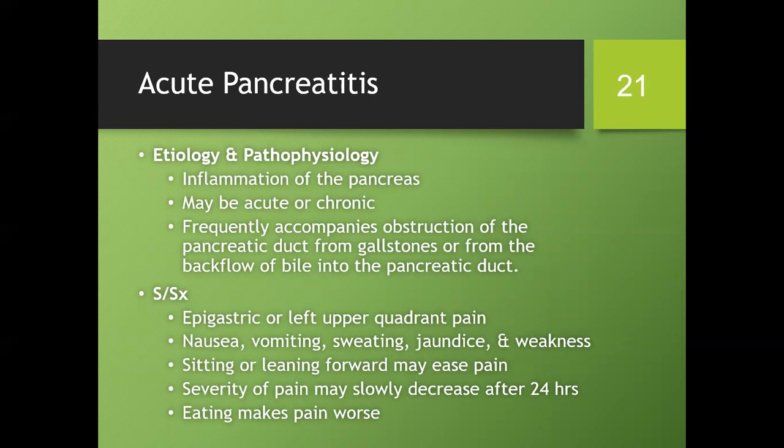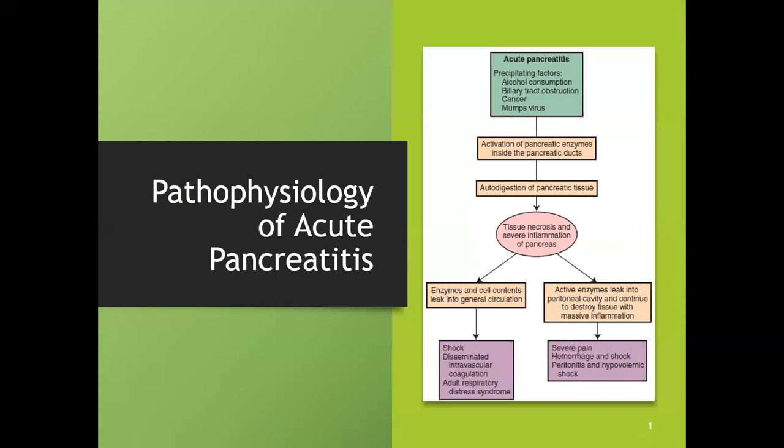Acute pancreatitis. Inflammation of the pancreas is what pancreatitis is. It can be acute or chronic. It frequently accompanies obstruction of the pancreatic duct by gallstones or from backflow bile into the pancreatic duct. Signs and symptoms include epigastric or left upper quadrant pain, nausea, vomiting, sweating, jaundice, weakness. Sitting or leaning forward may help decrease the pain. Also, the severity of the pain may slowly decrease after the first 24 hours. Eating does make pain worse with pancreatitis.